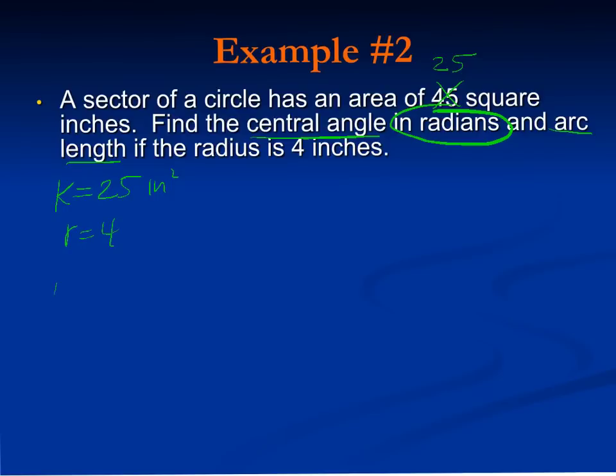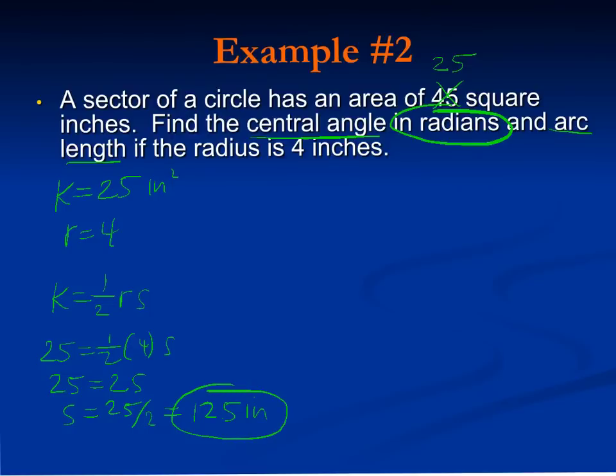Anytime I have K and R to work with, I prefer to use the 1/2 RS formula. So if I do that, I get 25 equals 1/2 times R, which is 4, times S, which we're looking for. So we end up with 25 equals 2S, or S equals 25 over 2, which is 12.5 inches. So there's our arc length.